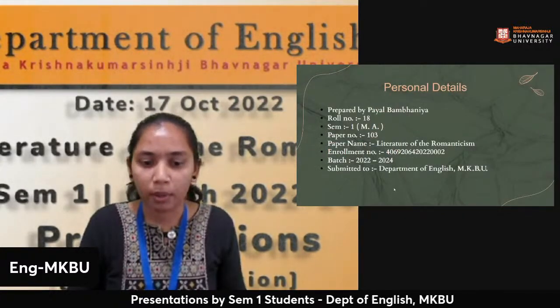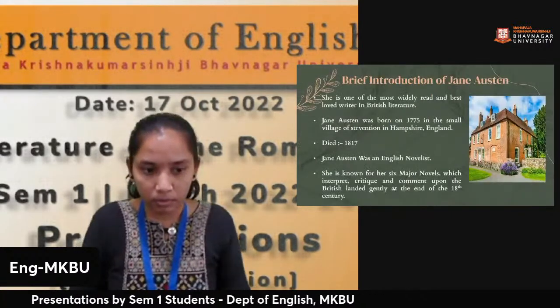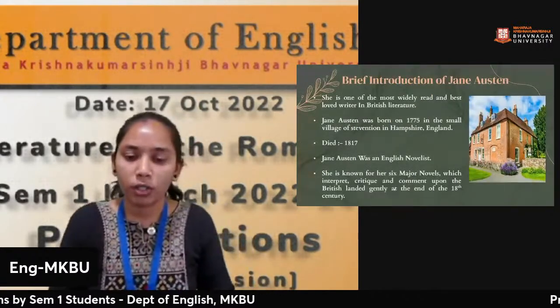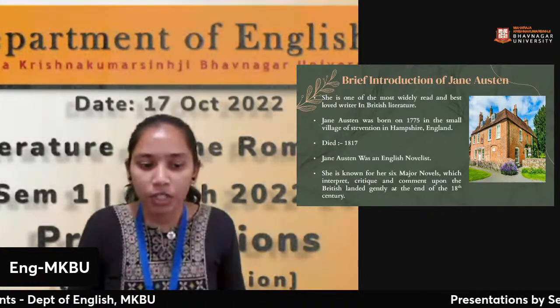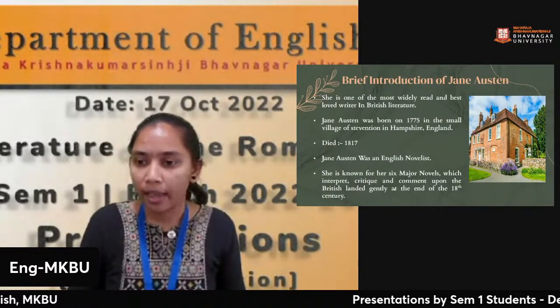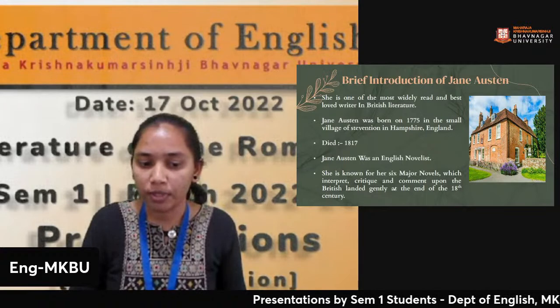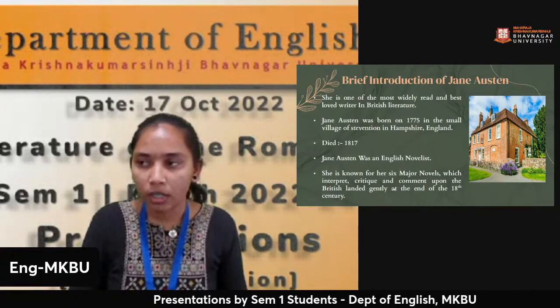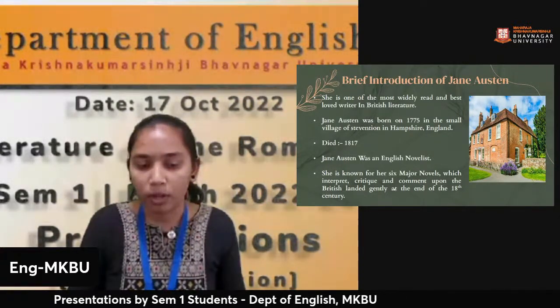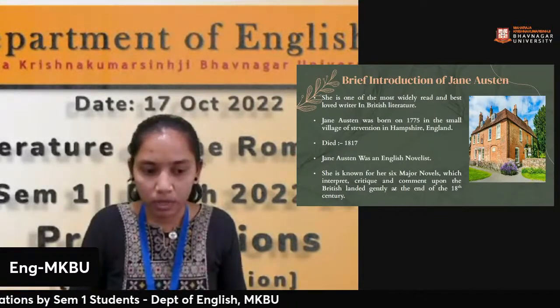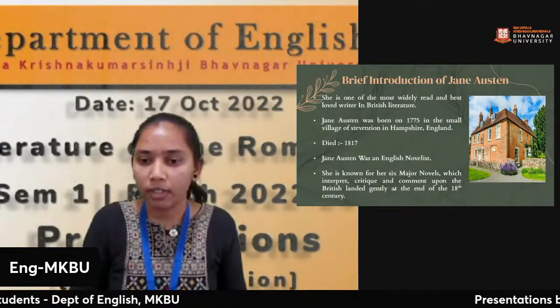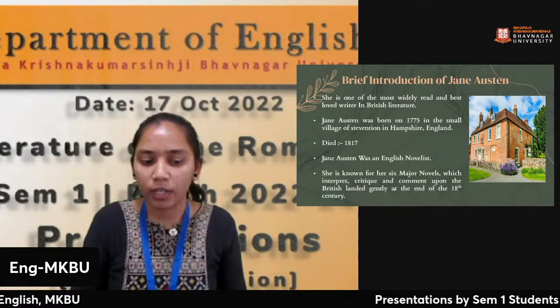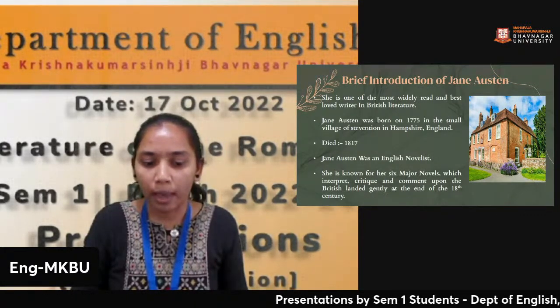It is my personal detail. Brief introduction of Jane Austen. She is one of the most widely read and best loved writers in British literature. She is a prose writer of the Romantic era. Jane Austen was born in 1775 in the small village of Steventon in Hampshire, England.